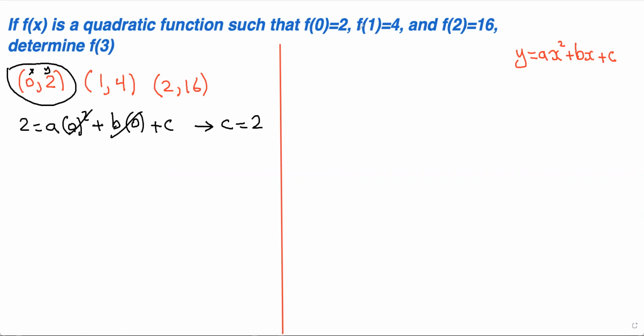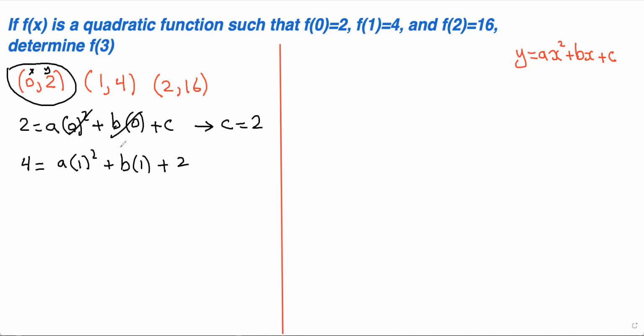Now, let's go to the second point, which is 1 and 4, and we're going to do the same thing with it. So I'm going to sub in 1 for the x's and 4 for the y. So the second equation will be 4 equals a times 1 squared plus b times 1 plus c. And you know what? Since c is 2, can we just right away write 2 for c, because we know now c is 2. And that's key to answering this question, as a matter of fact. Without this point, this question will be impossible to answer at the level of grade 11.